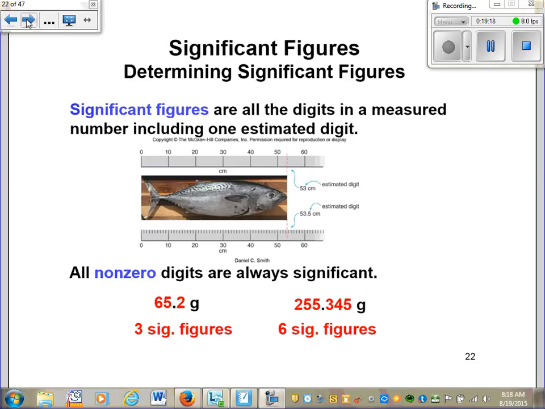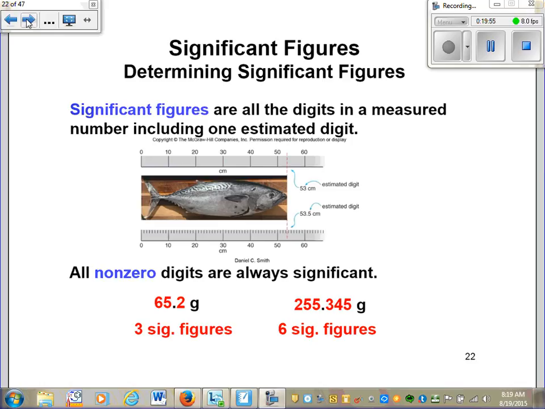So, how do we figure out the significant figures? If we look at the top one, we know the 5, we estimated the 3. That has 2 significant figures. The bottom one, we know the 5, we know the 3, and we're estimating the last 5. That has 3 significant figures. When you look at a number, the significant figures are all the ones you're certain of, plus the estimated one.